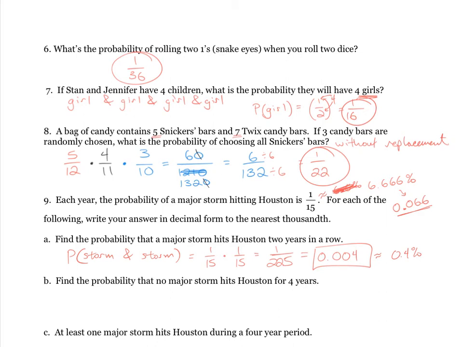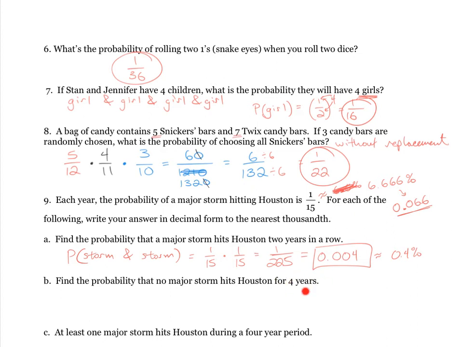That doesn't mean it can't happen. That doesn't mean it hasn't happened. It's just the chance that it will happen in the future is really small. All right, next, find the probability that no major storm hits Houston for 4 years.